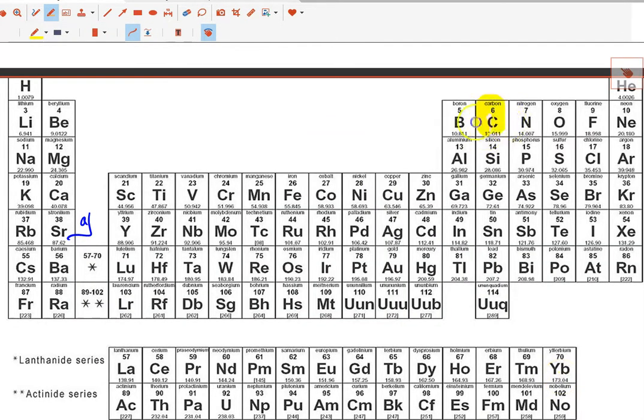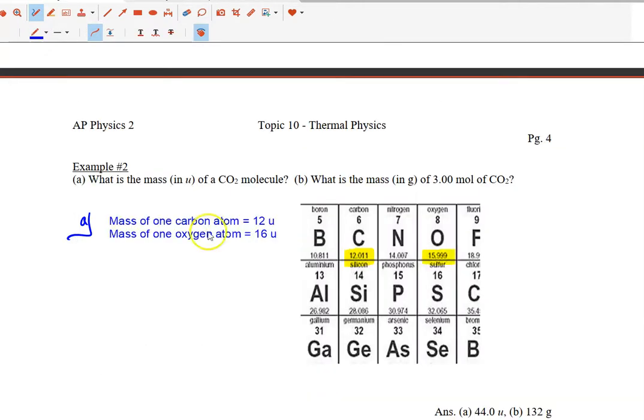I look up carbon and oxygen here. What I'm looking for is the atomic mass number, which is listed as 12 for carbon and 16 for oxygen. So the mass of one carbon atom is 12 atomic mass units, and oxygen is 16. For a CO2 molecule, there are 2 oxygen atoms, so 2 times 16, plus 1 carbon atom, which is 12 u. This gives you 44 atomic mass units.